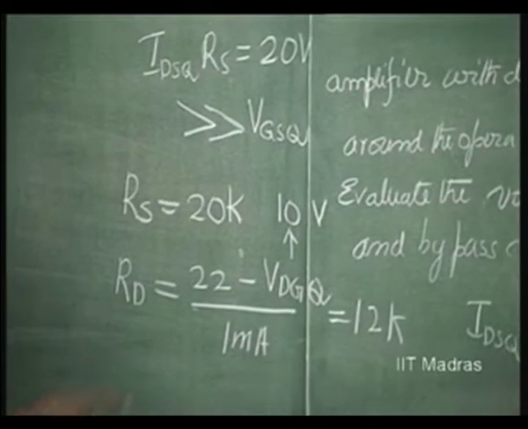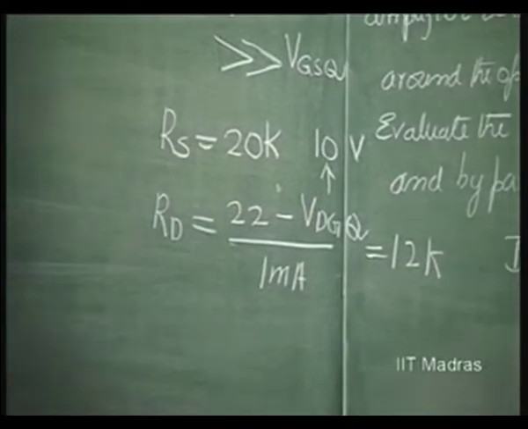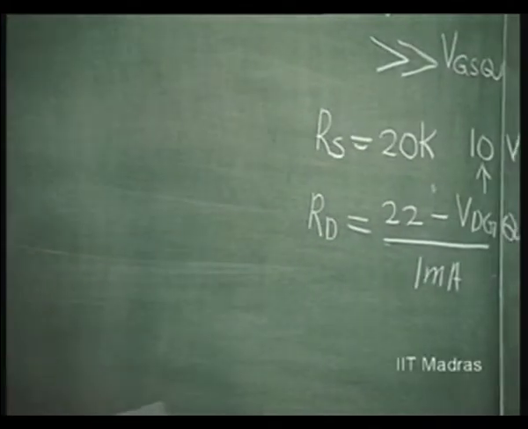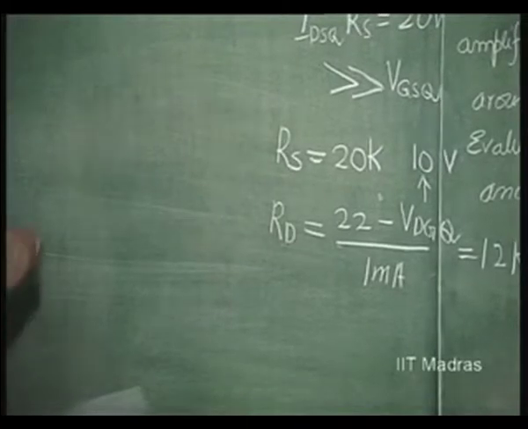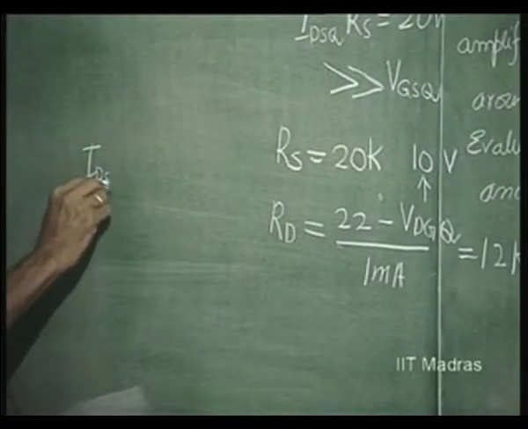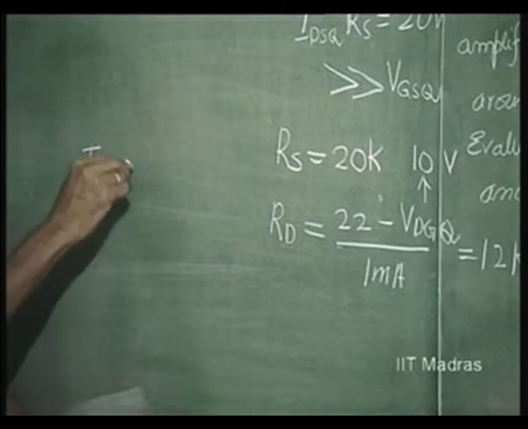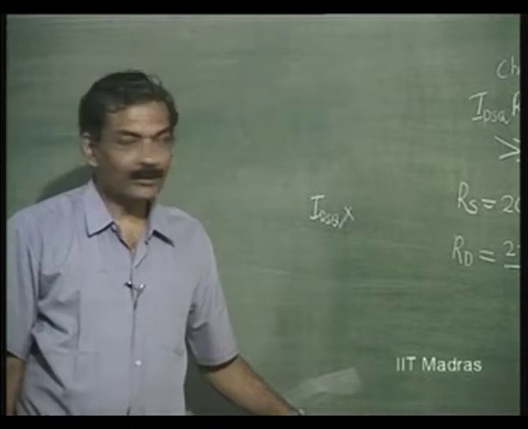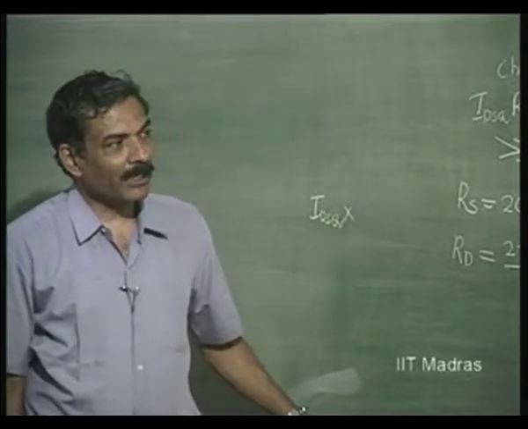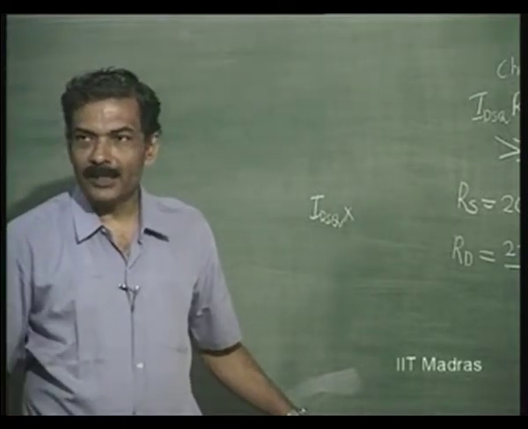Now, RD is 12K, and therefore the output swing is IDSQ plus delta IDS. That delta IDS can become equal to 1 milliampere. So IDSQ into 12K parallel RL is the output swing possible.